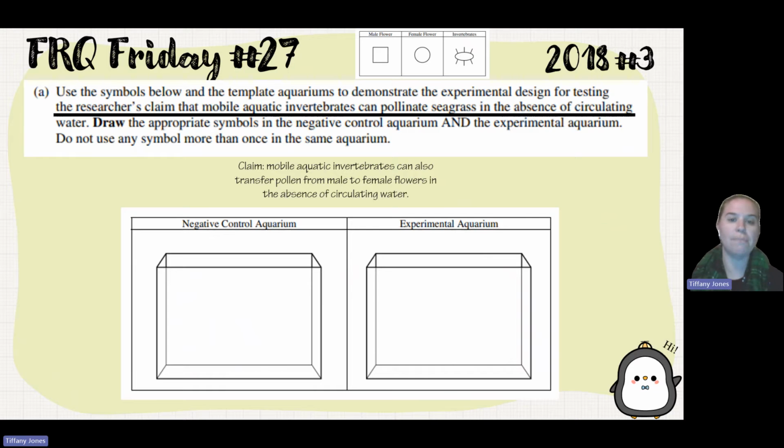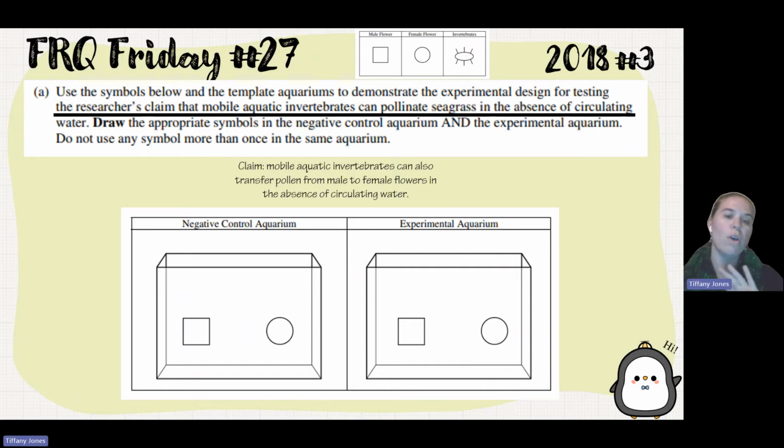So here I can see that I'm trying to test the claim that mobile invertebrates are able to pollinate the seagrass in the absence of circulating water. Between my negative control and my experimental control, the only big difference needs to be those invertebrates. They should both have the male flower and the female flower because, of course, we need to see if that pollination is taking place. But the difference really comes into the invertebrate.